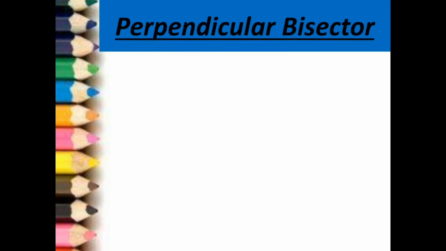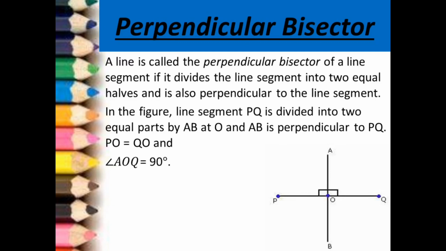Next topic is perpendicular bisector, and it says that a line is called the perpendicular bisector of a line segment if it divides the line segment into two equal halves and is also perpendicular to the line segment. In the figure, line segment PQ is divided into two equal parts by AB at O, and AB is perpendicular to PQ. PO is equal to QO and angle AOQ is equal to 90 degrees. Hopefully it is clear to you.